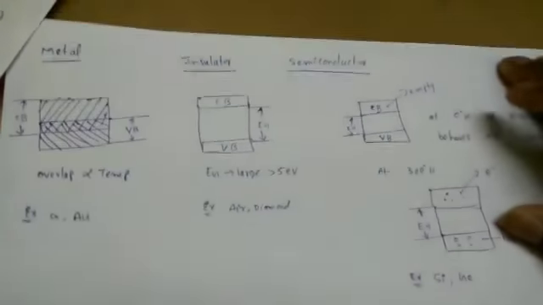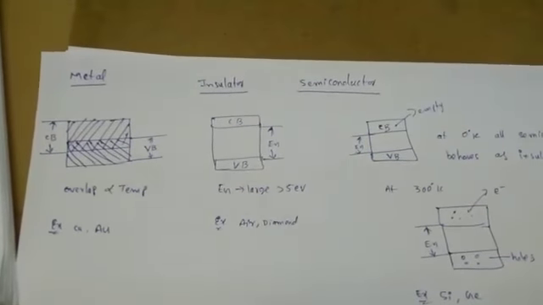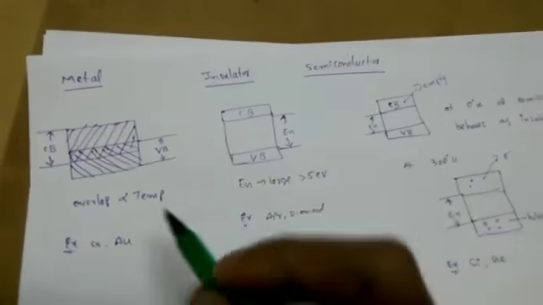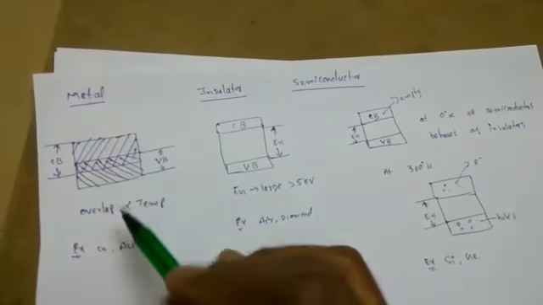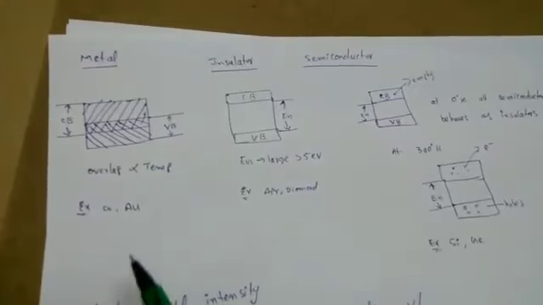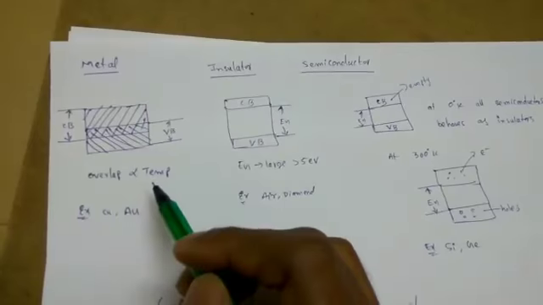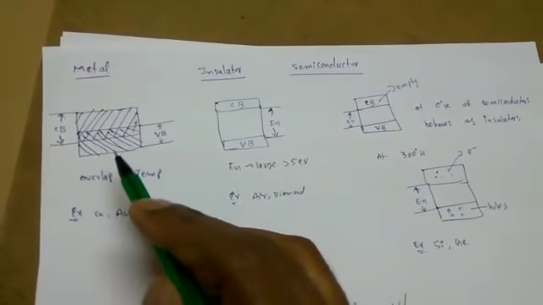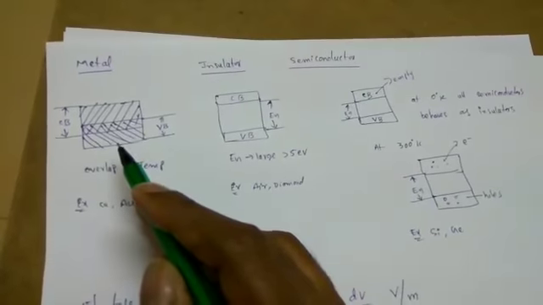Now let's see the energy gaps in metal, insulator and semiconductors. In metal, we have a very large number of free electrons, so the conduction band and valence band will overlap. That is, it is ready to conduct. Examples are copper and gold. This overlap is proportional to temperature. If you increase the temperature, the overlap also will increase, so the conduction band will be filled with a very high number of electrons.